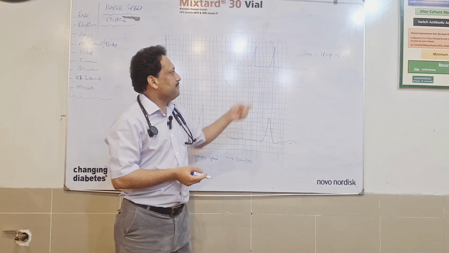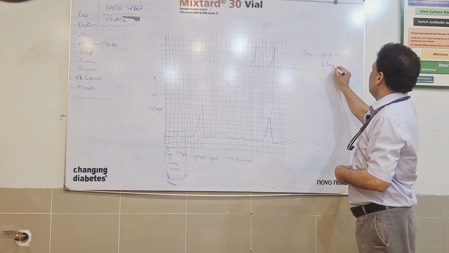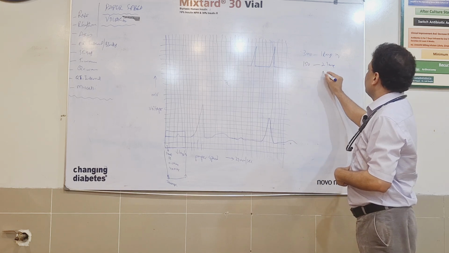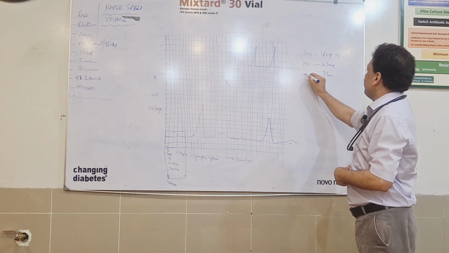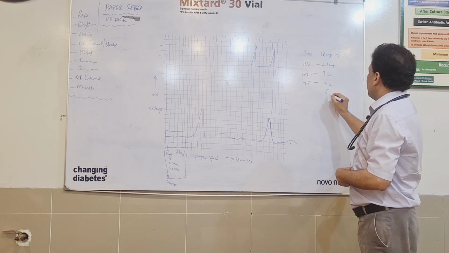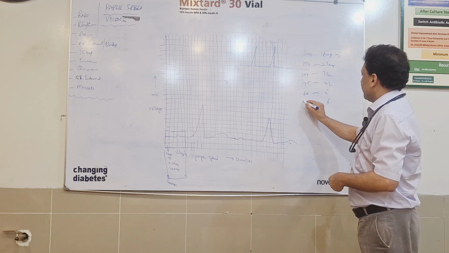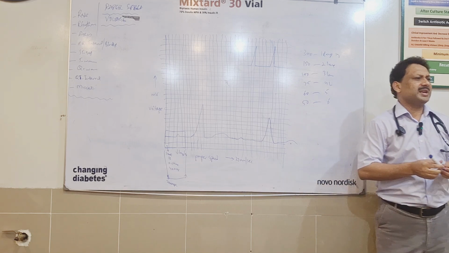Based on that simple principle, if there are 2 large squares, the rate is 150. 3 large squares, the rate is 100. 4 large squares, the rate is 75. 5 large squares, the rate is 60. And 6 large squares, the rate is 50. So it's as simple as that.